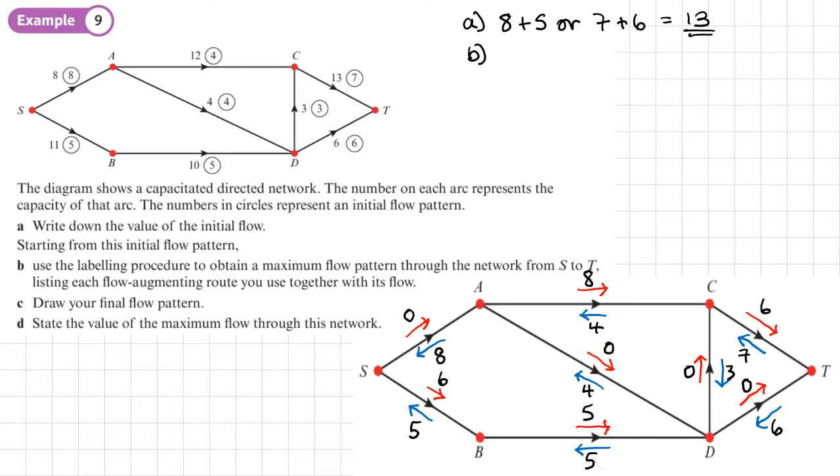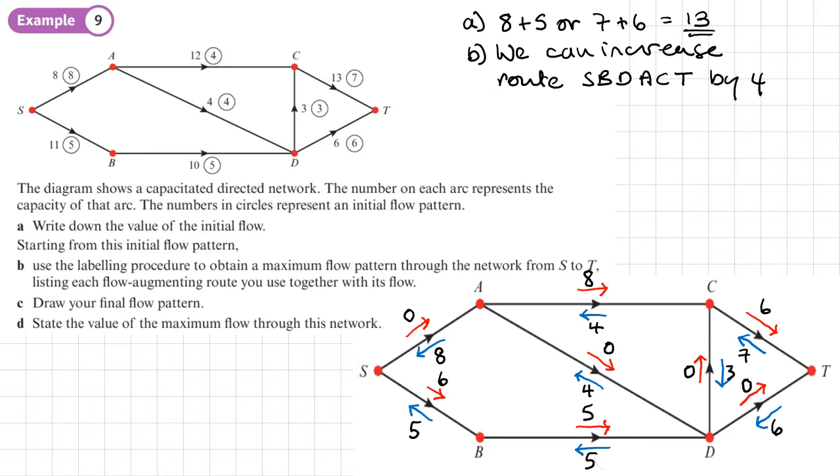So that route was S, B, D, and then backwards to A, and then C, and then to T. And those values are 6, 5, 4, 8 and 6. And the smallest of those, 6, 5, 4, 8, 6, is 4. So I can increase that route by 4.